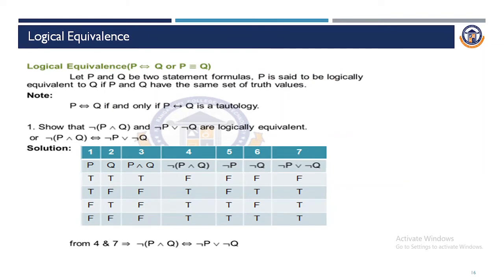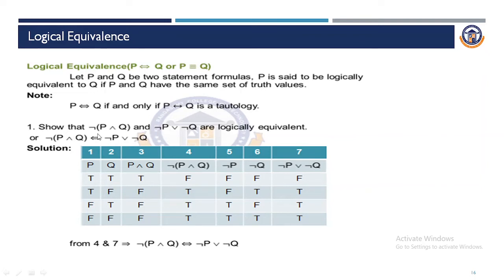Next, logical equivalence. It is denoted like this. Let P and Q be two statement formulas. P is said to be logically equivalent to Q if P and Q have the same set of truth values. That is, P is equivalent to Q if and only if P biconditional Q is a tautology. Implication means P implies Q if and only if P conditional Q is a tautology. Equivalent means biconditional tautology.